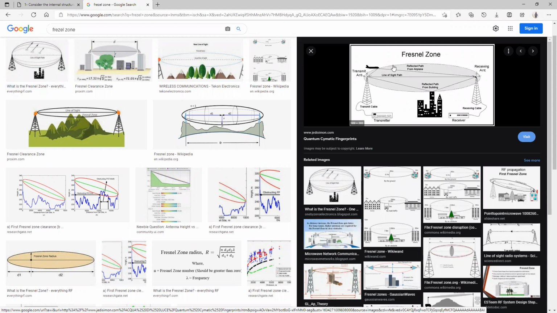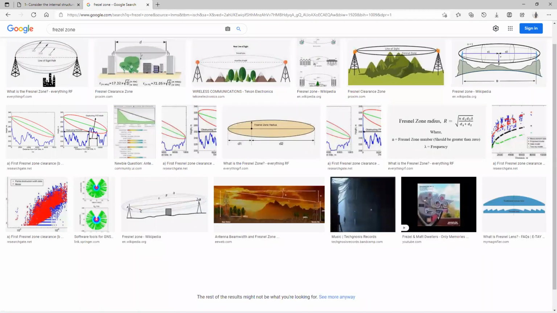Remember, there are multiple paths of propagation. Within a certain range, you can say this is your best Fresnel zone. The outer layers can have a different angle of propagation. So that's regarding your Fresnel zone, and your Fresnel zone is usually elliptic. That's fine.